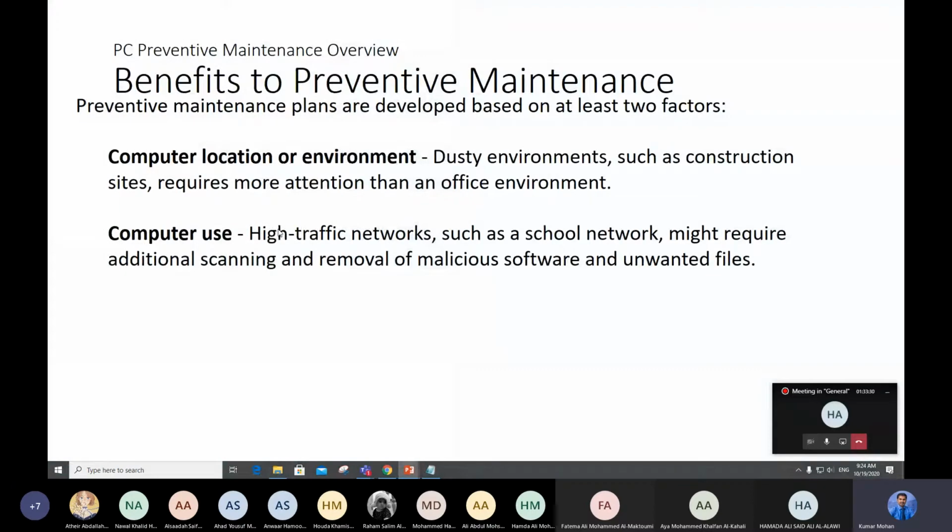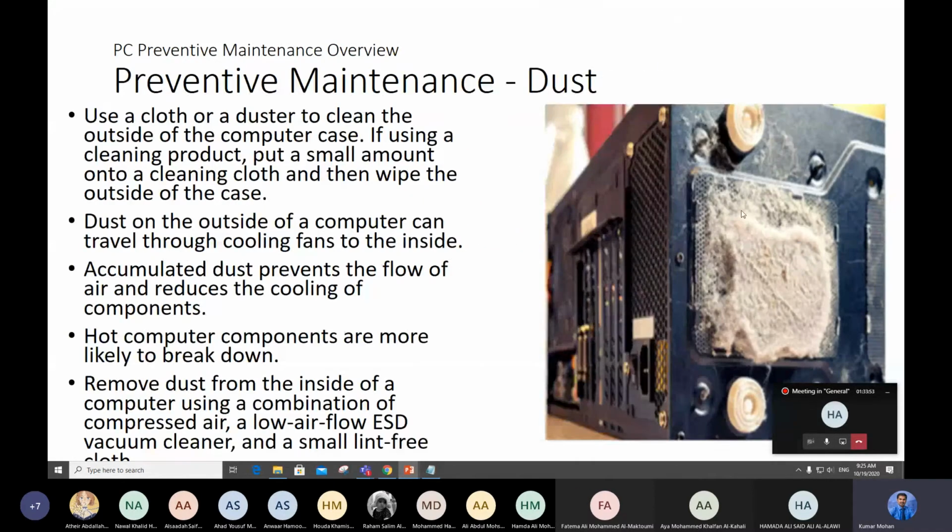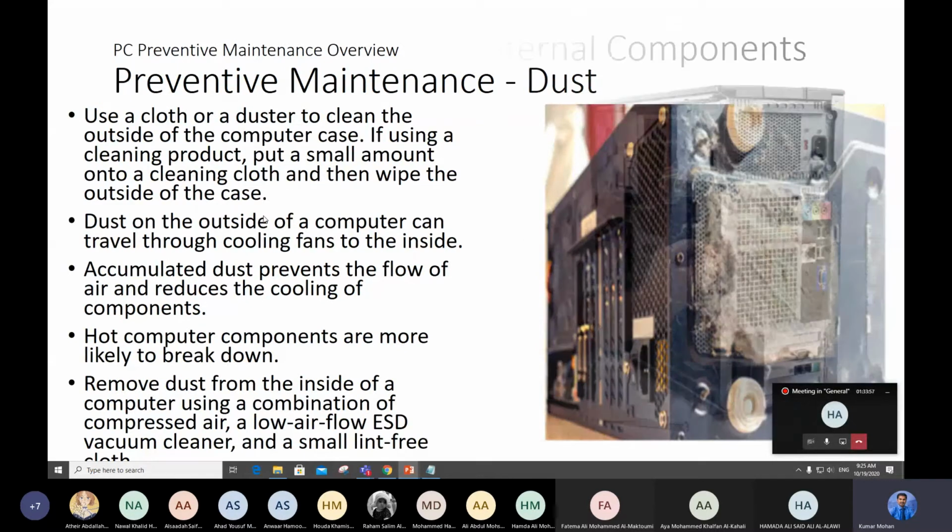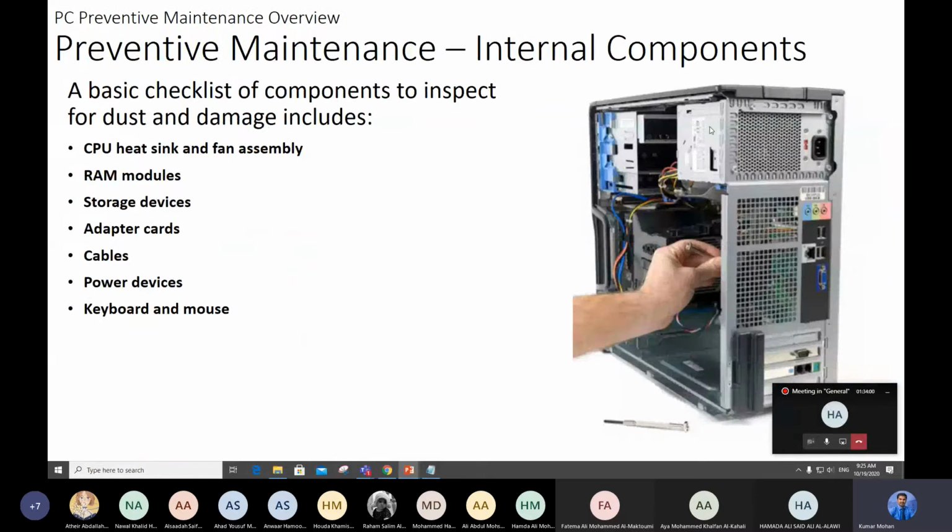So you should know what is meant by preventive maintenance and what its benefits are. For example, the main thing is that you want to increase the life of your computer components. If it is dusty, such as at construction sites, you have to prevent it. See the dust here on the computer, everything you need to clean. While you are using it inside, you need to put the cable properly.